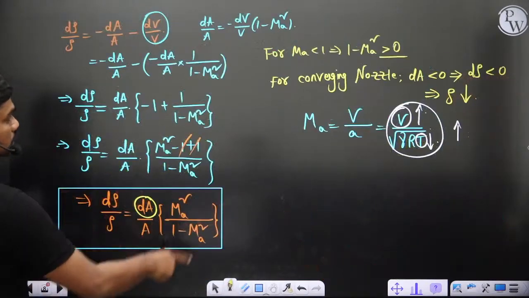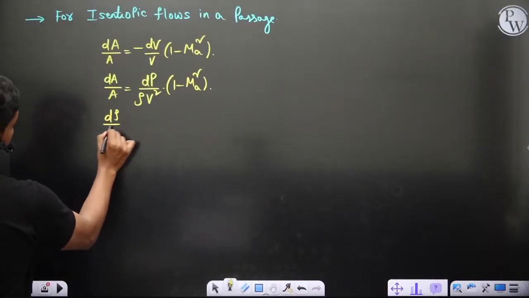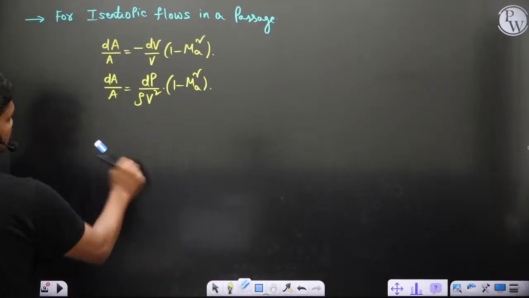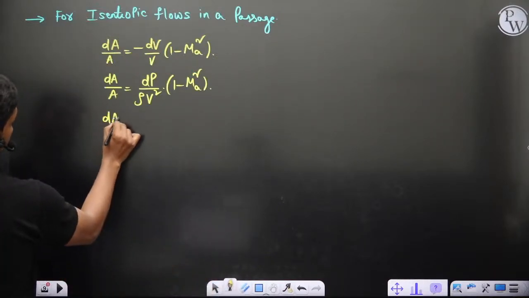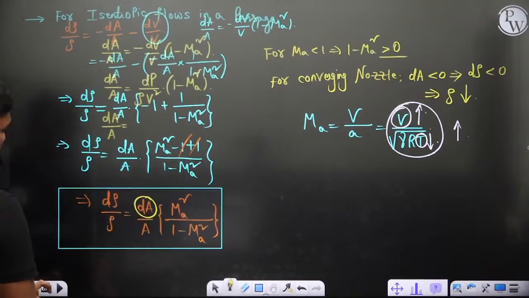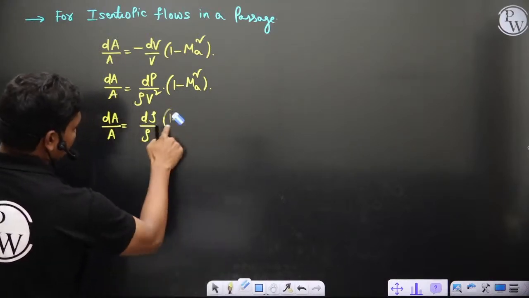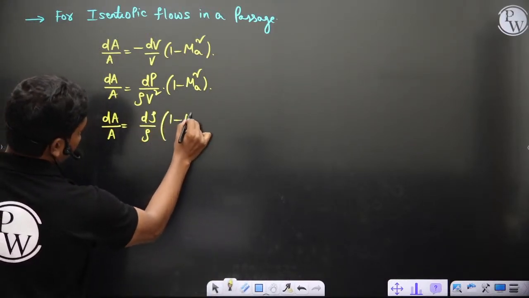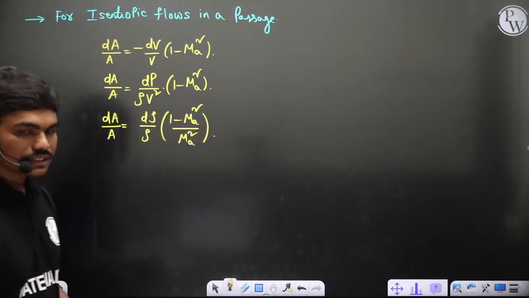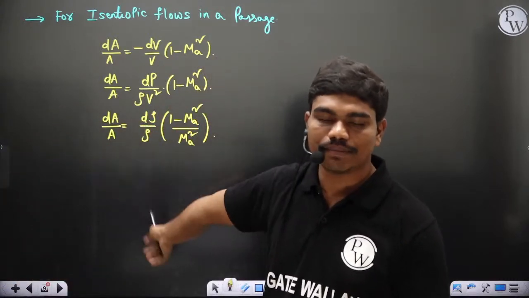Now coming to density variations, we have just worked out dA by A is equal to d-rho by rho into (1 minus Mach square) by Mach square. Okay, so these are the properties which help you in identifying whether pressure increases, velocity increases, temperature increases, all these things.